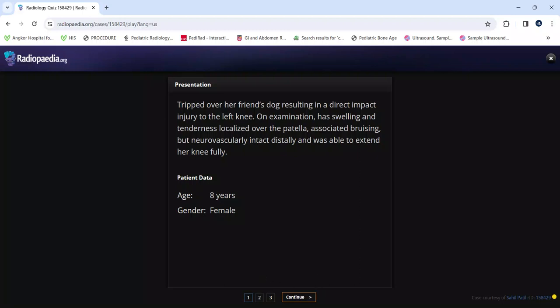Hello everyone. Today I'm showing you a case of an eight-year-old female who tripped over a train dog, resulting in a direct impact injury to the left knee. On examination, she has swelling and tenderness localized over the patella with associated bruising, but is neurovascularly intact and was able to weight-bear fully.